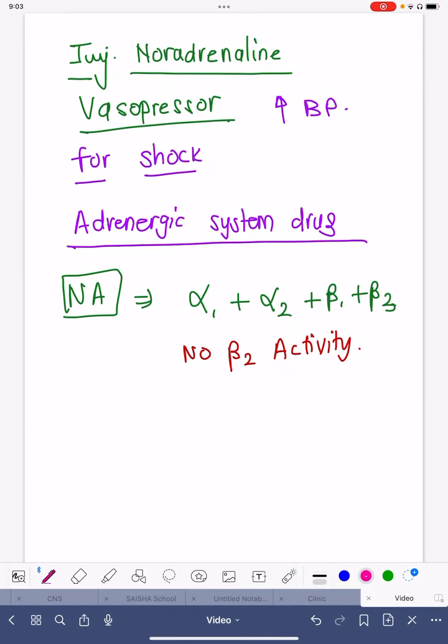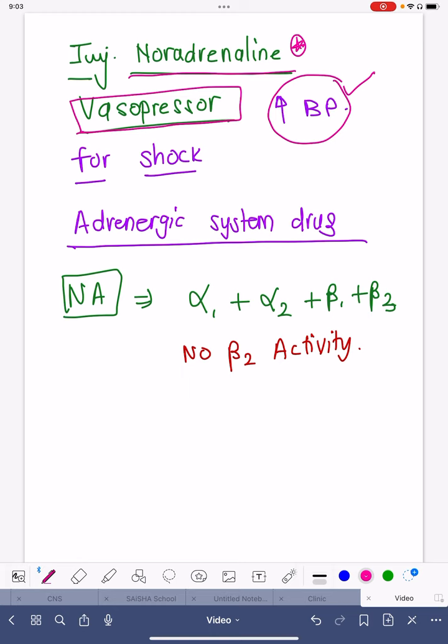Today we'll be talking about injection noradrenaline. Now we know that noradrenaline is one of the first vasopressors of choice whenever we intend to increase the blood pressure. So whenever we need to increase the blood pressure in ICU setting, that is indicated for so many reasons.